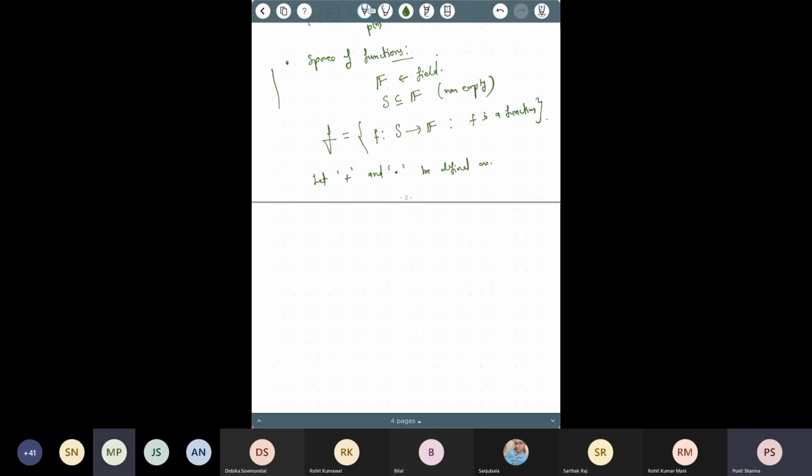So if you have f and g two functions, then you want to define their addition this way, right? Yes, sir. And scalar multiplication you want to define this way, where alpha belongs to the field. So these two operations are well defined. These are usual addition and scalar multiplication of functions. And then you can verify that the set F under addition and scalar multiplication forms a vector space.